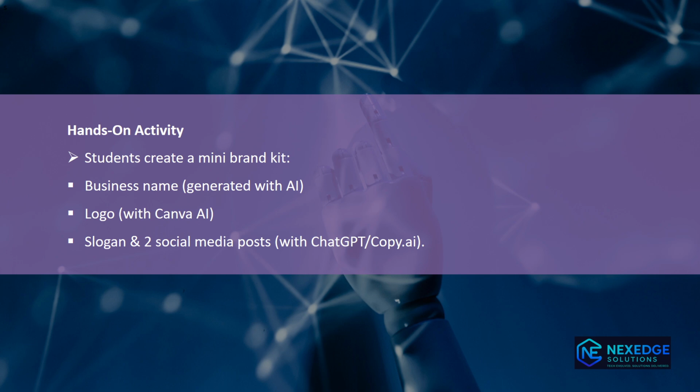Students, now create a mini brand kit. In this brand kit, create your business name, generate your business name with AI, and generate your logo with AI. You can use Canva for that, and then generate your slogan and two social media posts for your business. So let's open our ChatGPT or Copy AI to do that.